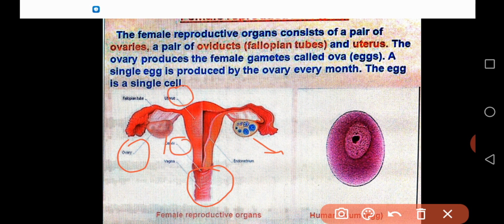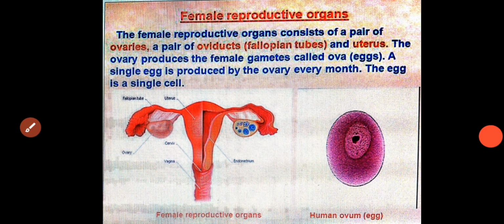This one is very important, the fallopian tube is there, and this is another very important part. So this is about the female reproductive organs, the parts of the female reproductive organs. You have to know the structure of the female reproductive organs.